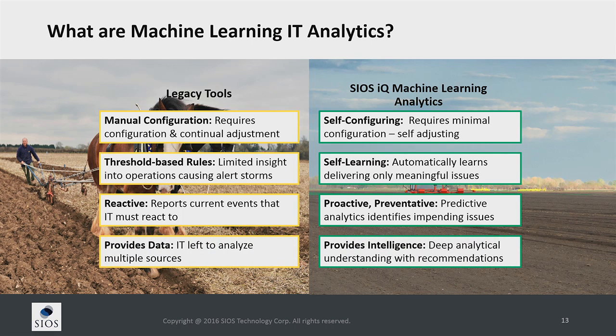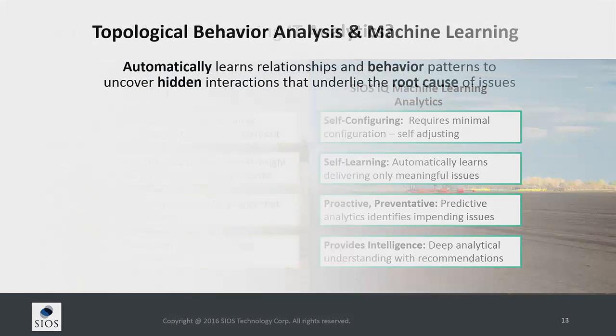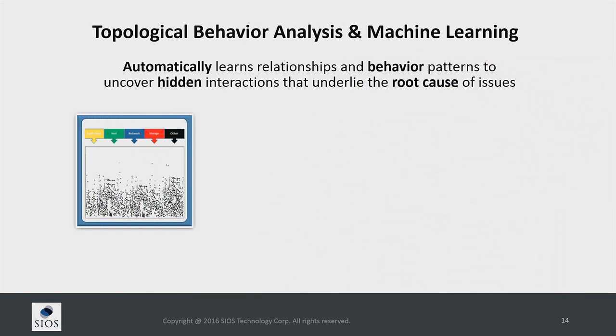Again, legacy tools provide you raw data that requires you to parse this information, while SciosIQ provides intelligence, with a deep analysis of all the relationships and behaviors, and is able to bubble up the most important information that you'd like to learn, to understand, to solve the problem.